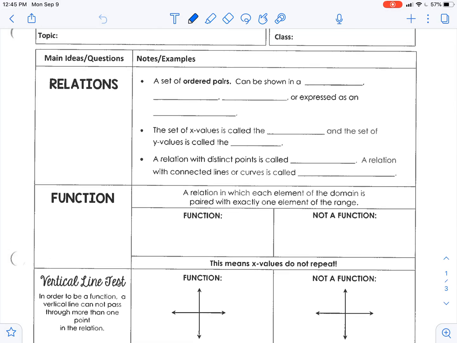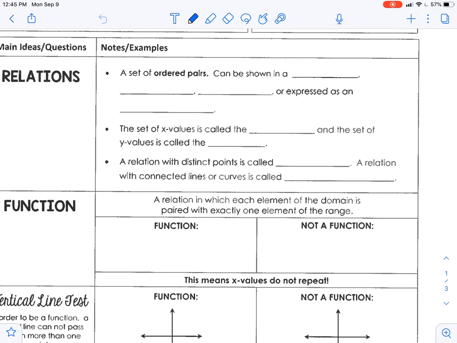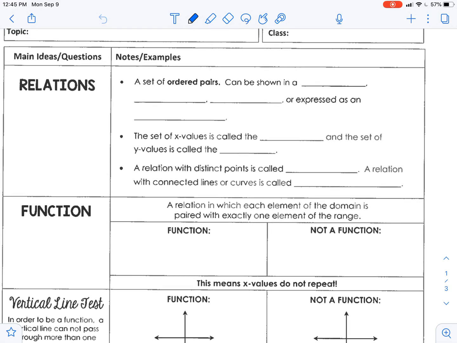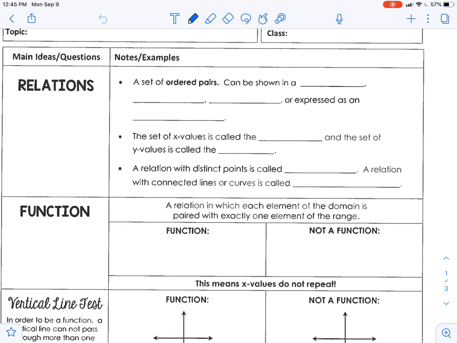So one of the things that we're going to look at in terms of our relations and what relations are, relations basically are anytime you talk about two things and how they're related, it is a relation. Okay, so anytime we're relating two different topics, it's a relation. Now, those relations can actually be shown in different ways, and we're going to see that today.